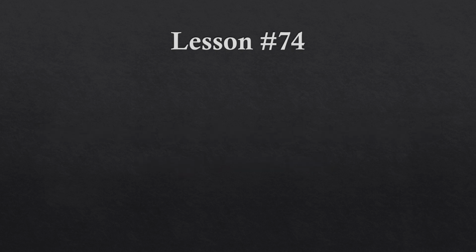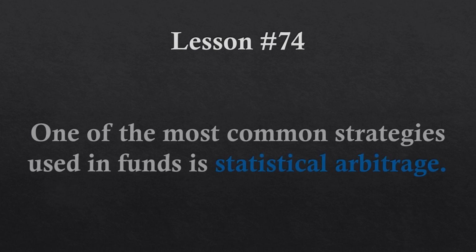Lesson number 74. One of the most common strategies used in funds is statistical arbitrage. Funds use all kinds of strategies, approaches, and methods. One of the methods that have stood the test of time is called statistical arbitrage. The idea behind it is so powerful that it won a Nobel Prize in economics. That's not something you can say about 99.9% of strategies out there.